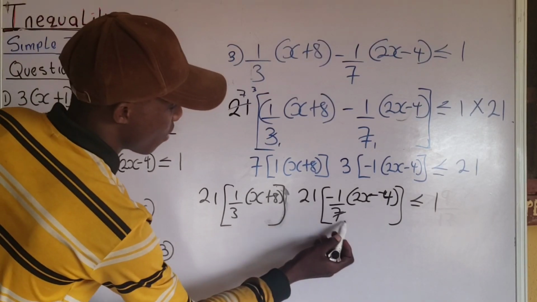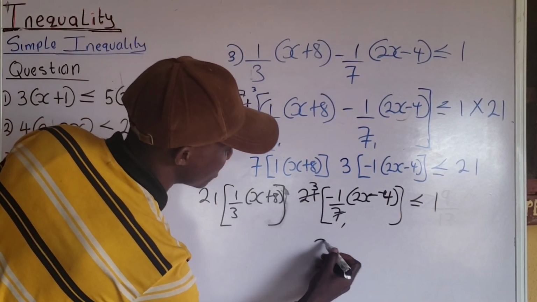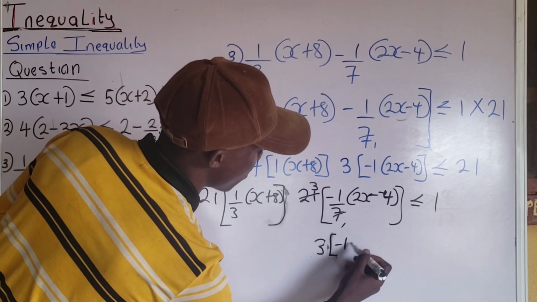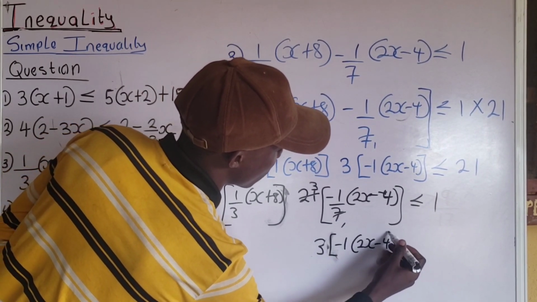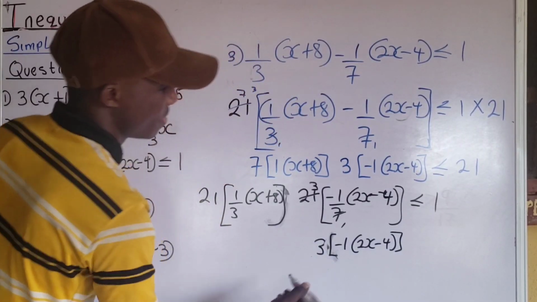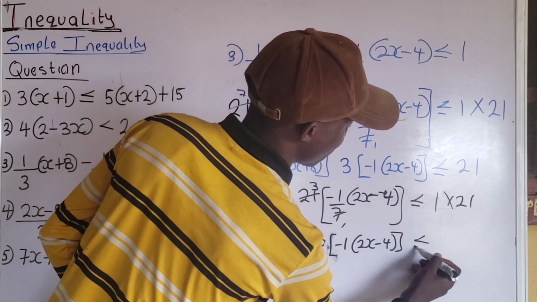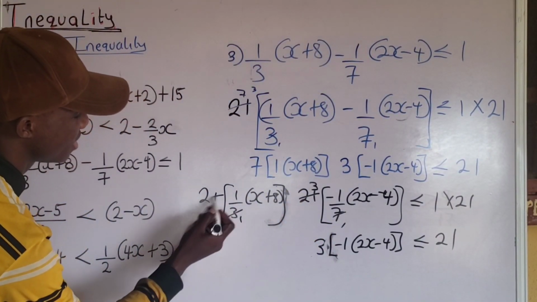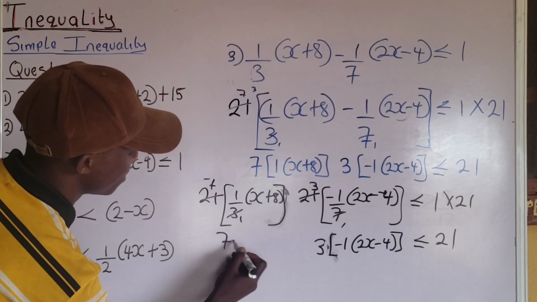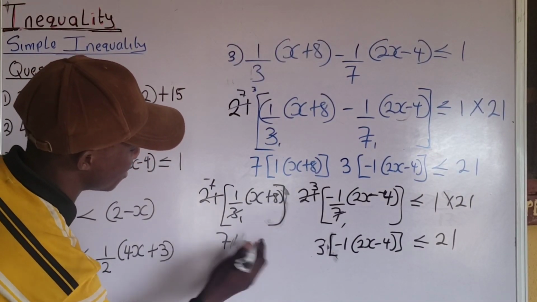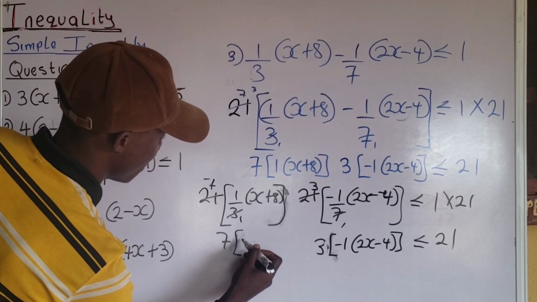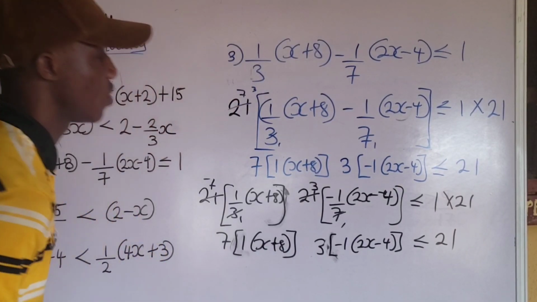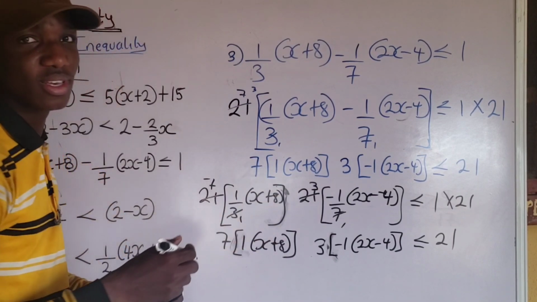Look, 7 here 1, 7 here 3, you understand? So I'm left with what? 3 into bracket minus 1 into bracket 2x minus 4, 1 multiplied by 21, less than or equals to 21. Then for this, I have 3 here 1, 3 in 21, that is 7. So I'm left with what? 7 into bracket, just put the 7 here, 1 multiplied by x plus 8. So that is how I come about this.